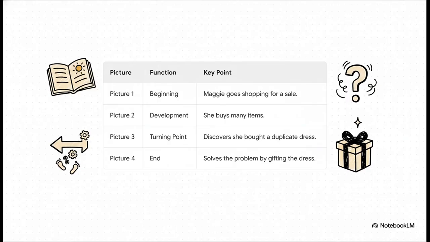The first picture, that's your opening scene. It sets the whole stage. The second picture is where the action builds up. That's the development. Now the third picture, that's the turning point, the twist, where something unexpected happens. And picture number 4, that's your resolution, where the problem gets solved. It's a simple but really powerful story arc that's just handed to you.